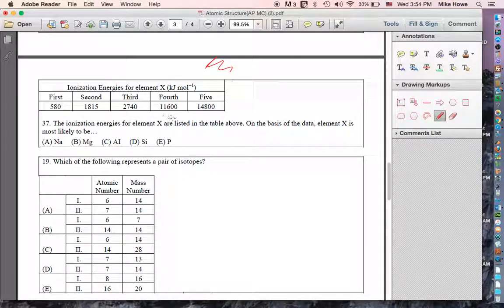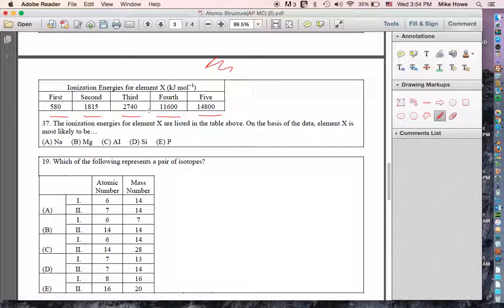The ionization energies for element X are listed in the table above. On the basis of the data, element X is most likely to be... So I want you to notice these ionization energies. You got 580, 1815, 2740, huge increase to 11,600, and then 14,800. So you would expect there to be a huge increase in ionization energy after you've removed the easy electrons, the electrons that are fairly easy to remove.